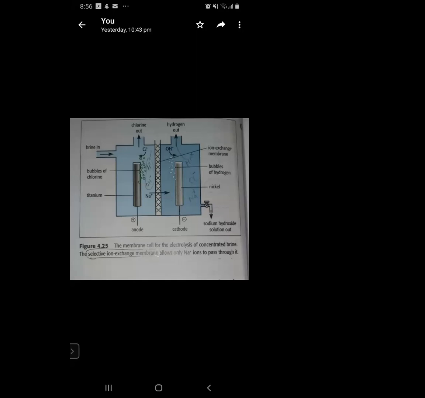Hydrogen gas is released at the cathode, chlorine gas is released at the anode, and sodium hydroxide, which is an alkaline solution, is left behind. So you can see there's a tap at the bottom for the drainage of sodium hydroxide. Now there's this membrane, called an ion exchange membrane, between the two electrodes. It is called that because it only allows the sodium ions and the water molecules to pass through it. Hydroxide and chloride are not allowed to pass into the other compartment, right?